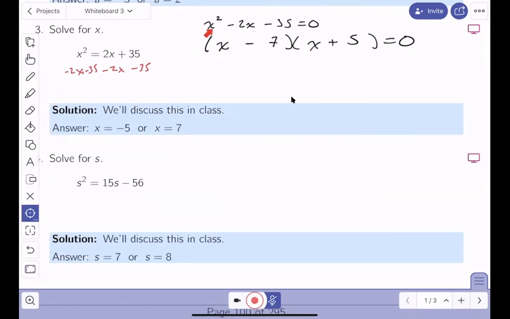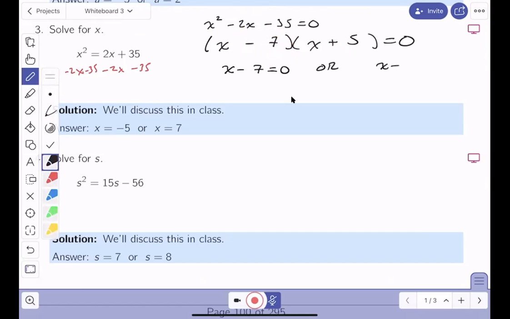x times x is x squared. This could be 5x minus 7x minus 2x, and you do get minus 35. What am I going to do now? Set the factors equal to 0. Now, some students are going to say, I can do this without writing it down. I'm not opposed to that. What do you get over here?